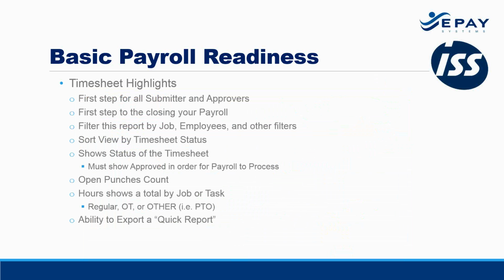But just real quick, timesheet highlights should be something that all submitters and approvers are looking at. It should be part of everything you do when closing out your payroll. You have filters that are available for you. You can sort by status, which I recommend. And you can also go in there and make sure that all of your time is based on approved. So if the status of approved is not on your timesheets, then you have some issues that you need to correct. And you'll notice on the next step here of the payroll process, you can catch those there as well. Open punches are listed. Your hours are shown by task. And if you need to, you can run a quick report.